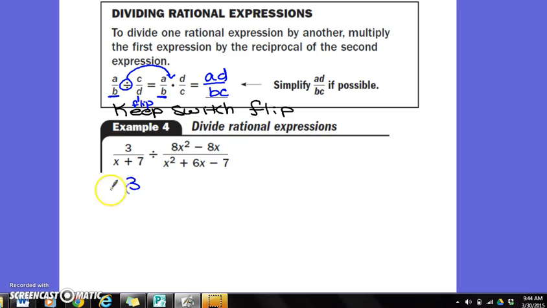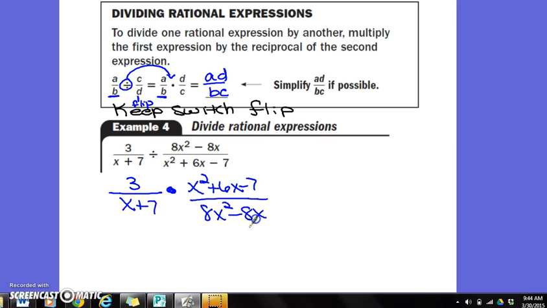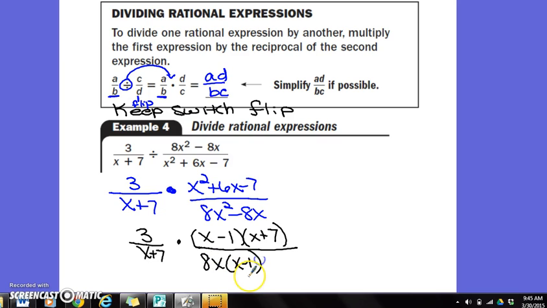We're going to say 3 over x plus 7. Switch the sign to multiplication and flip this. So x squared plus 6x minus 7 is in the numerator. 8x squared minus 8x is in the denominator. Now we do exactly what we did last time. Fortunately, this 3 and this x plus 7 do not need to be simplified. Here in the numerator, we'll have x and x, a 7 and a 1. 7 needs to be positive, 1 needs to be negative. And here we're just going to factor out an 8x to get x minus 1.